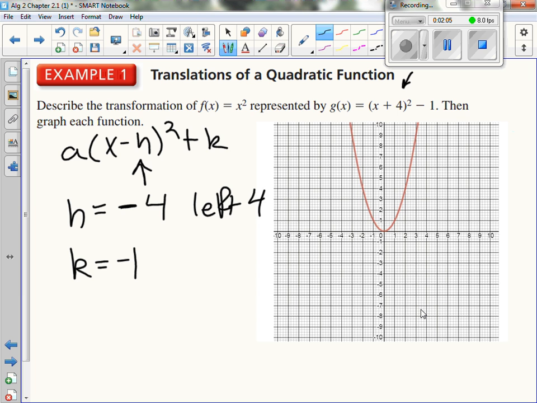Does a have a value other than 1? Is there a number outside the parentheses other than 1? Well, no. So we don't worry about a. So what that tells us for a is that the graph should not be skinnier, because vertical stretch would make it skinnier, closer together, the sides. Because this here is our parent function, the distance between these 2 points is not going to change. It'll be pretty much the similar shape. It's just that it's moving left 4 and 1 down.